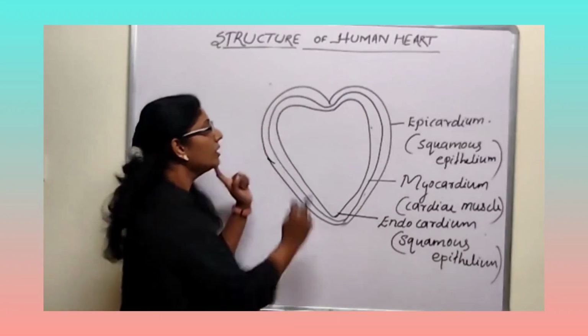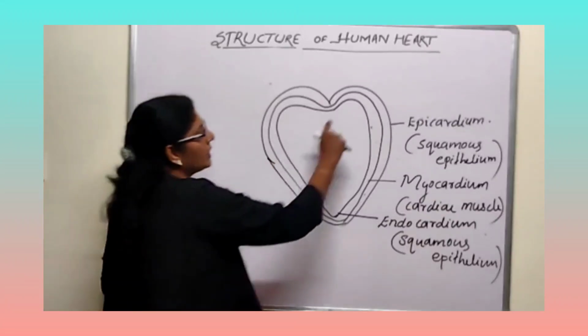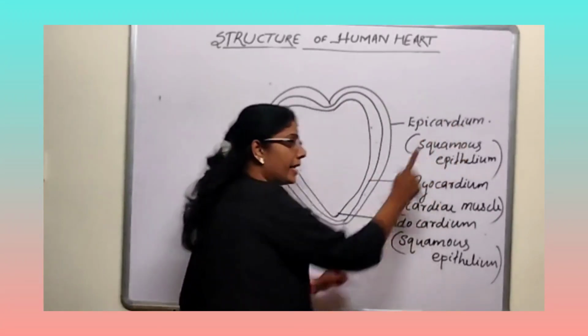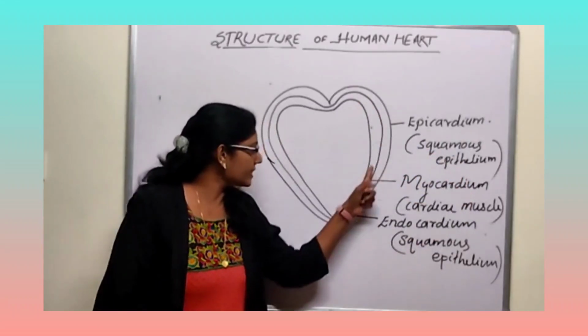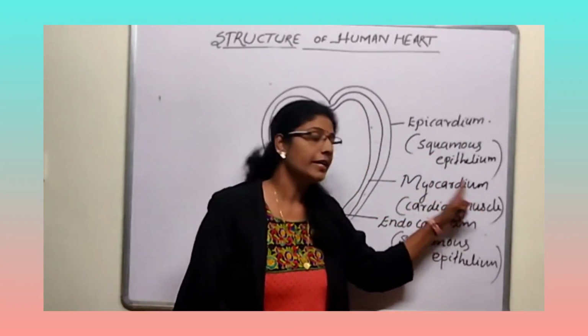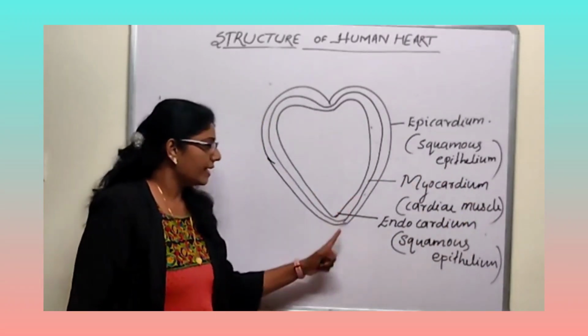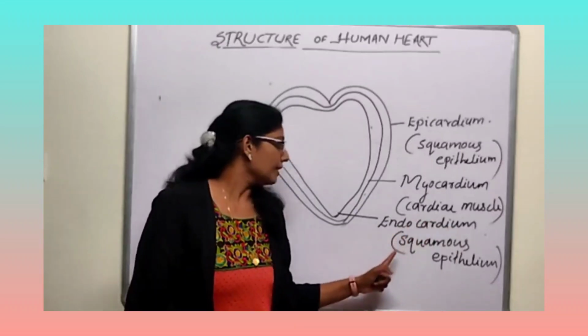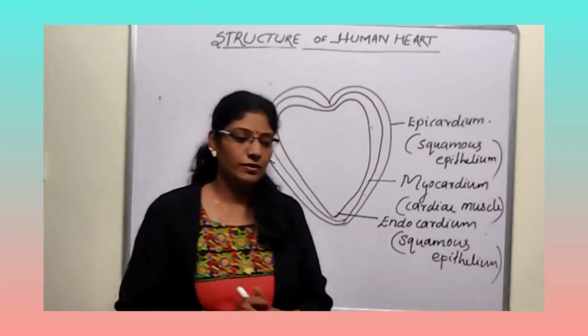Again I am telling, the wall of the heart consists of 3 layers. The outer layer is called epicardium. It is made up of squamous epithelial cells. Then the middle layer is called myocardium. It is made up of cardiac muscles, and the inner layer is called endocardium, which is again made up of squamous epithelial cells. Clear this much?